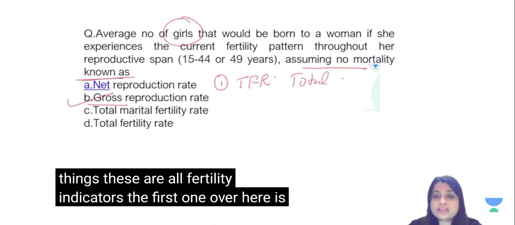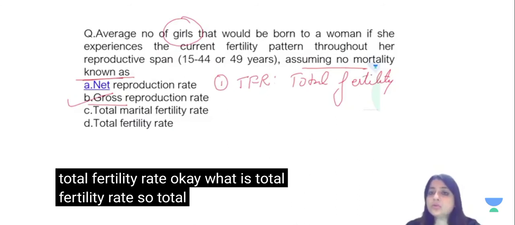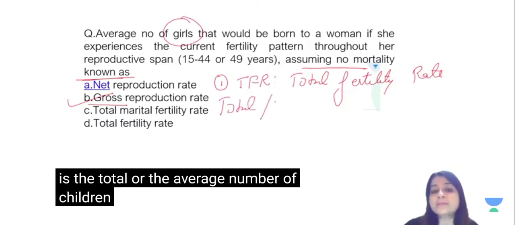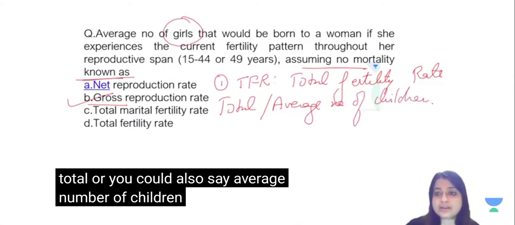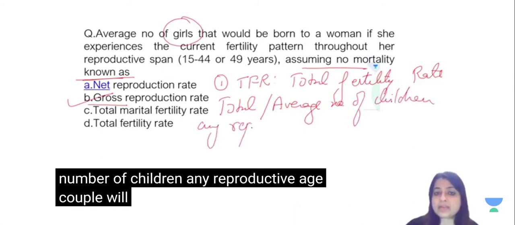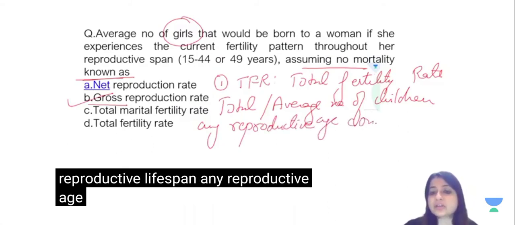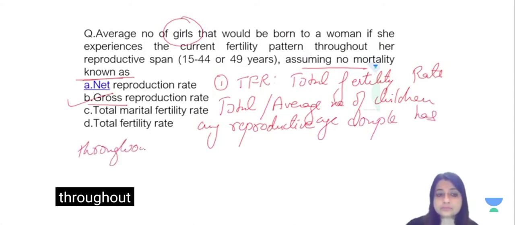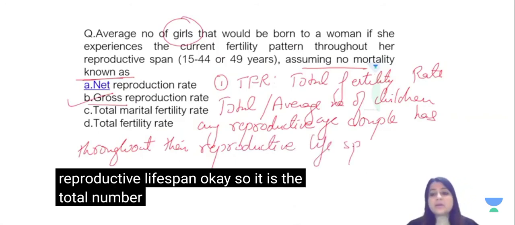The first one over here is total fertility rate. Okay, what is total fertility rate? Total fertility rate is the total or the average number of children any reproductive age couple will have throughout their reproductive lifespan.